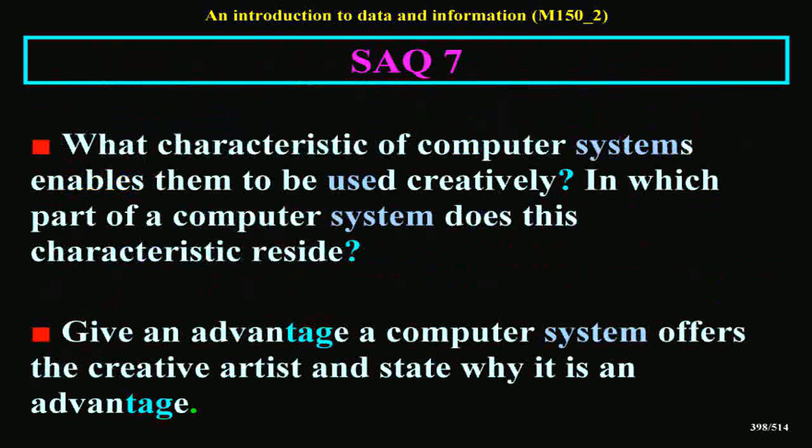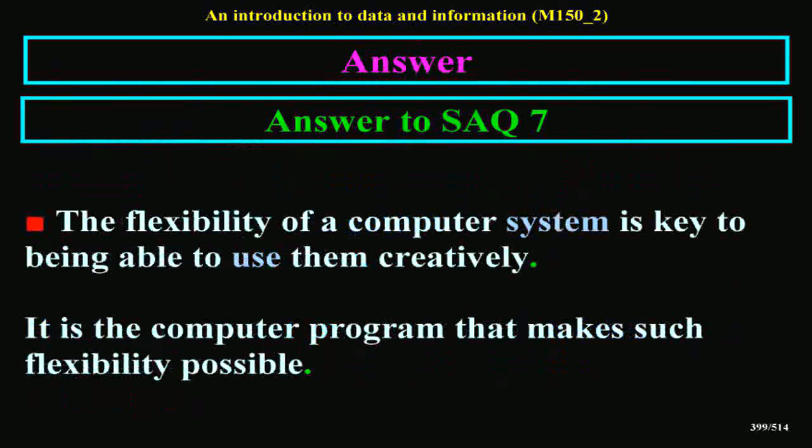Sac 7. What characteristic of computer systems enables them to be used creatively? In which part of a computer system does this characteristic reside? Give an advantage a computer system offers the creative artist and state why it is an advantage. Answer to Sac 7.